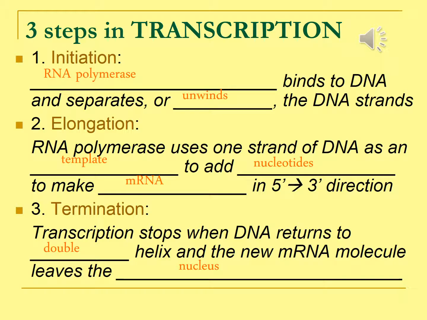Okay, so this is another way of putting the three steps together. Each step actually has a name. The first step is called initiation. That's when the RNA polymerase binds to the DNA and separates or unwinds the DNA strand. The second step that we looked at was called elongation. That's where the RNA polymerase uses the strand of DNA as a template to add nucleotides and make the mRNA from the 5' to 3' direction. That's when the mRNA starts getting longer.